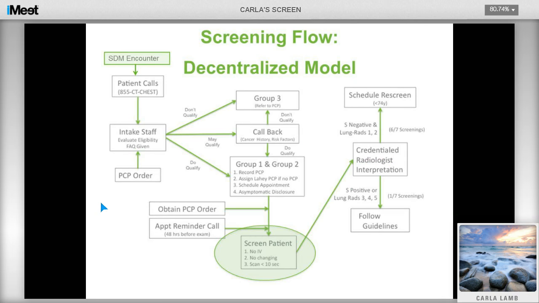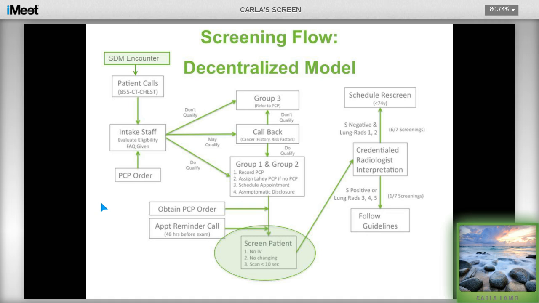This is probably one of the most important slides. It's basically, from start to finish, how patients potentially flow through the system in a very decentralized model. There are a lot of parallels to how we screen for lung cancer and manage the results, with a standardized reporting system that is a lot like what you may be familiar with, BI-RADS for mammography.